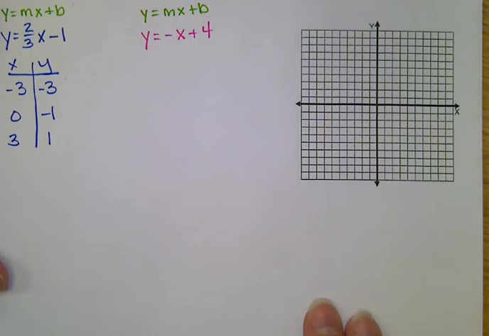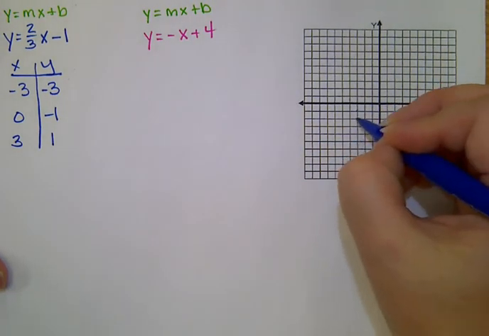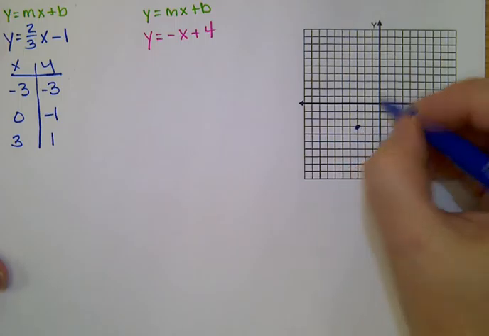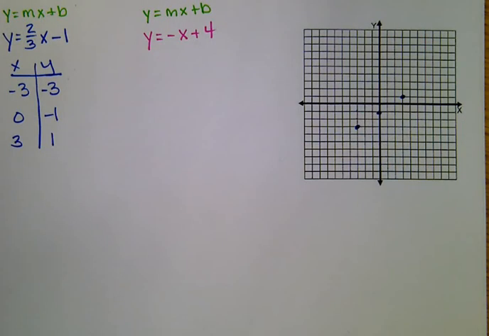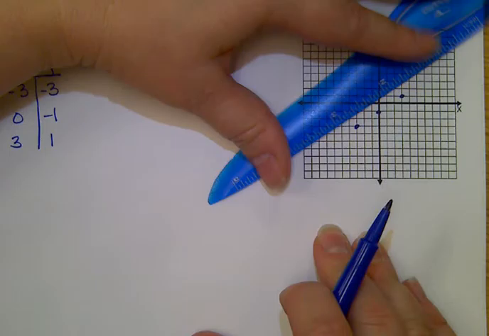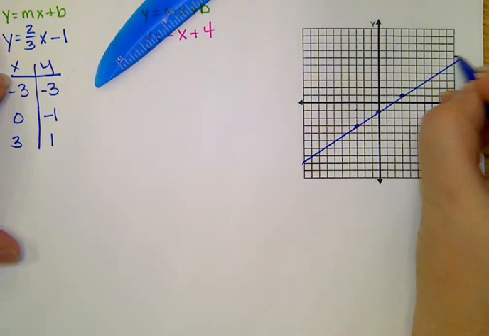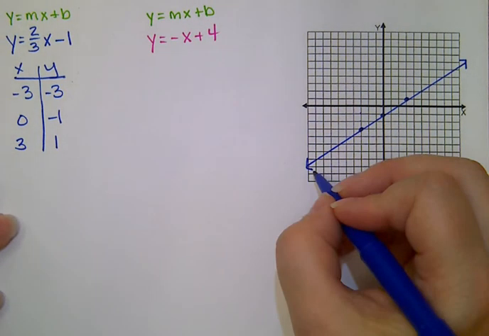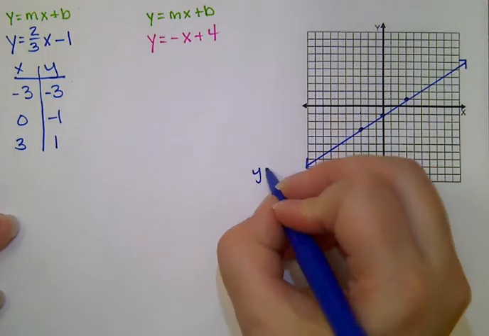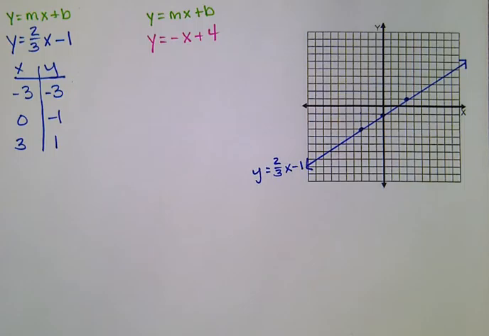So now let's get those on our graph. -3, -3, 0, -1, and 3, 1. They all look good. They look like they're going to form a line. So let's draw our line. Make sure you're putting arrows on the ends of your lines to show that it goes on forever. And we label the line: y equals 2/3 x minus 1. Our first line is graphed.